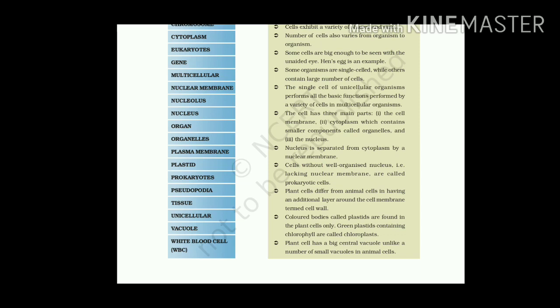Plant cells differ from animal cells in having an additional layer around the cell membrane termed cell wall. Colored bodies called plastids are found in the plant cells only. Green plastids containing chlorophyll are called chloroplasts. Plant cell has a big central vacuole, unlike the number of small vacuoles in animal cells.